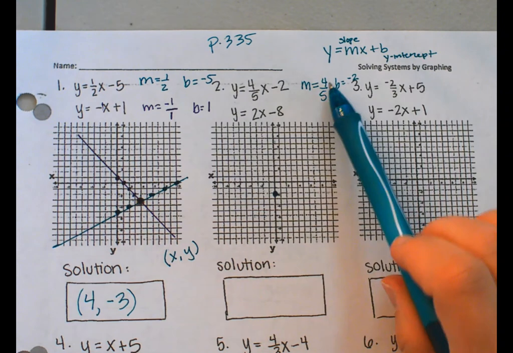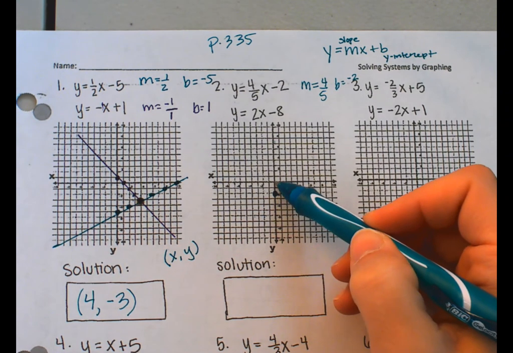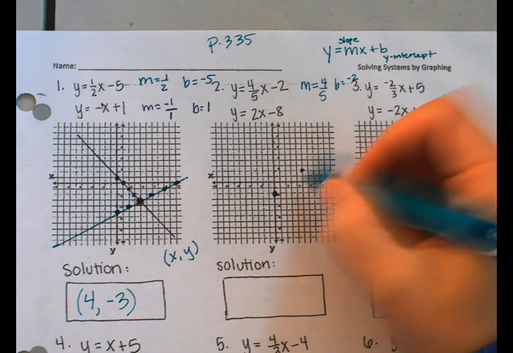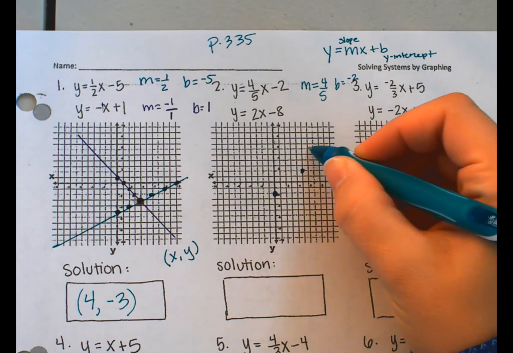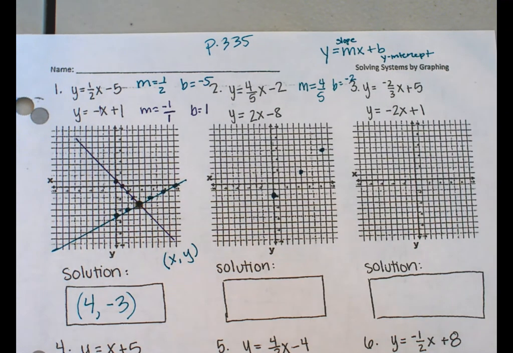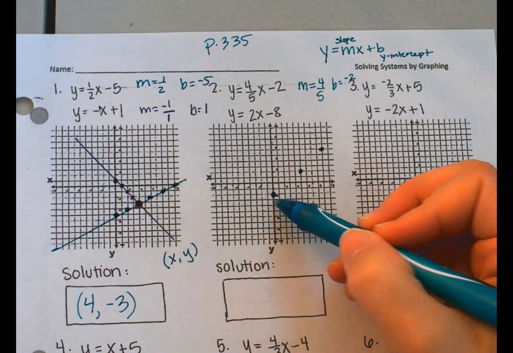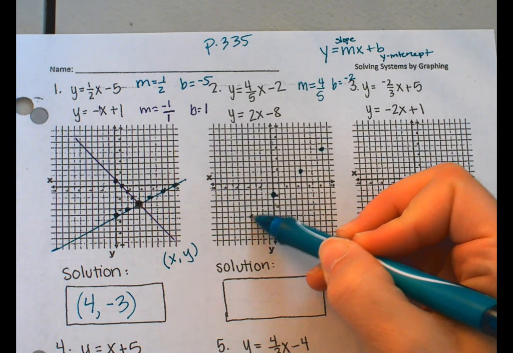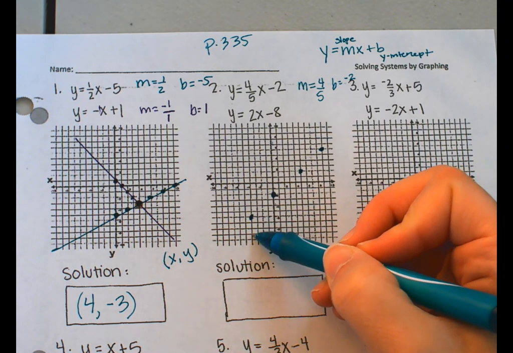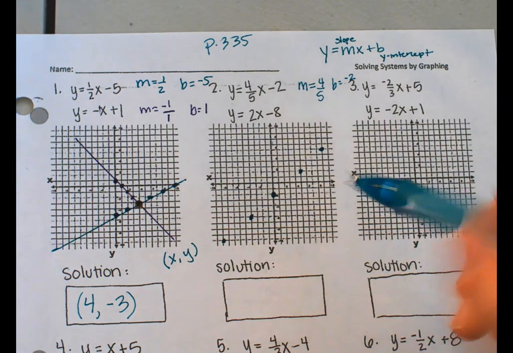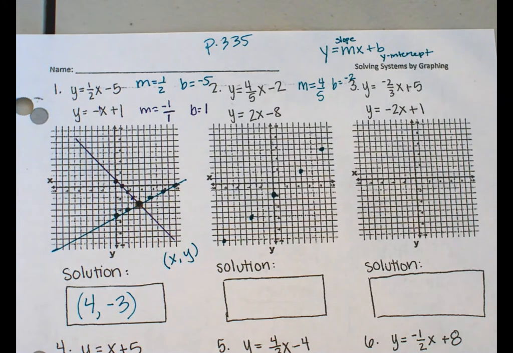And then my slope +4/5 means I'm going to go up 4, and then right 5: 1, 2, 3, 4, 5. And I could do it again, up 4, right 5. And if I was looking for more points, remember, you can reverse what you're doing. So instead of going up to the right, you can go down to the left. So I could also go down 4 and left 5. And it should line up with the points you've already done. So we can see that there. So then I can draw my line.